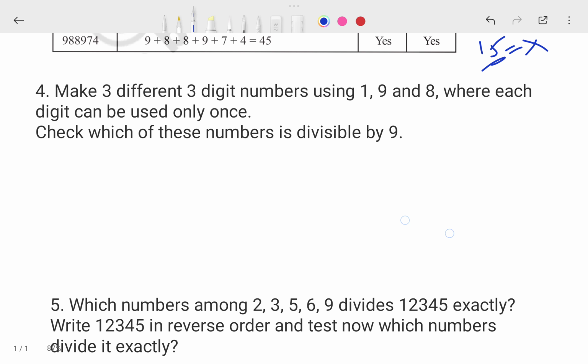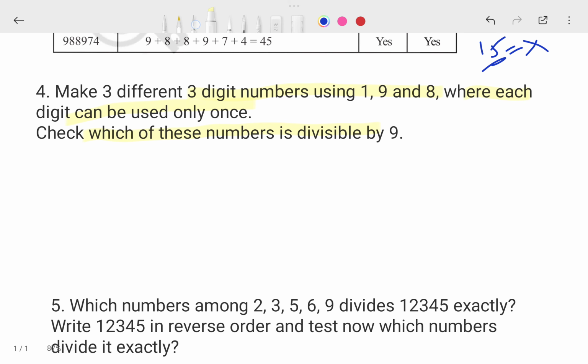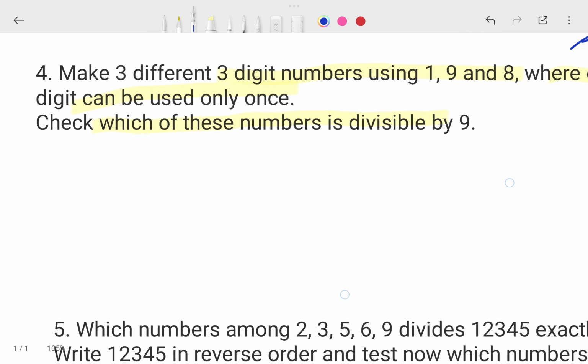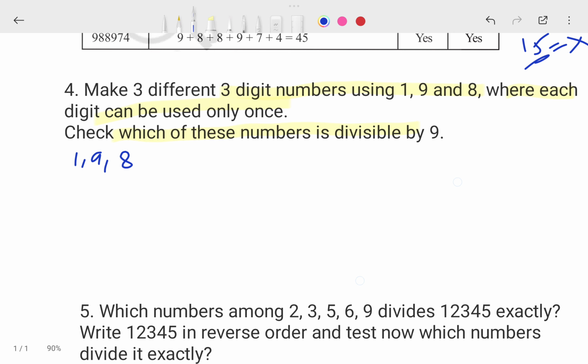Okay, so now let's check this one. Here it is telling us to make 3 different 3-digit numbers using these digits, where each digit can be used only once, and check which is divisible by 9 or not. So now you have to make 3-digit numbers using these digits: 1, 9 and 8. We have to make 3 different numbers.